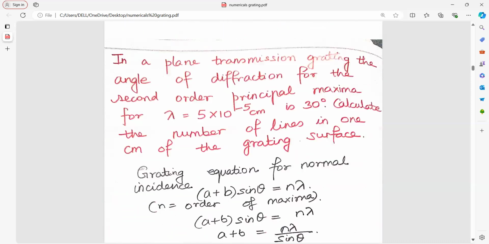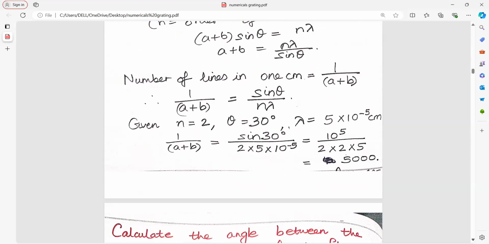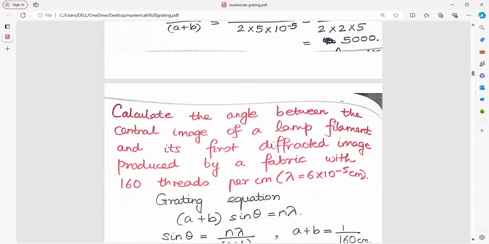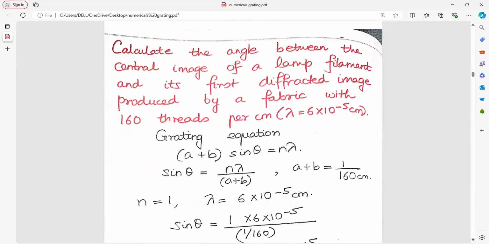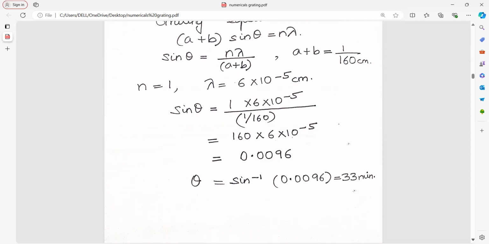In a plane transmission grating, the angle of diffraction has been given. Calculate the number of lines. Grating equation, (a plus b) sine theta equal to n lambda. Number of lines in 1 centimeter is equal to 1 upon (a plus b). So n equal to 2, theta, lambda, you get lambda and 1 upon (a plus b) value. Calculate the angle between central image and its first diffracted image produced by a fabric with 160 threads per centimeter. Okay, grating equation you apply, put n equal to 1, lambda 6 into 10 to the power of minus 5. You get the value of sine theta, that is what you have been asked.